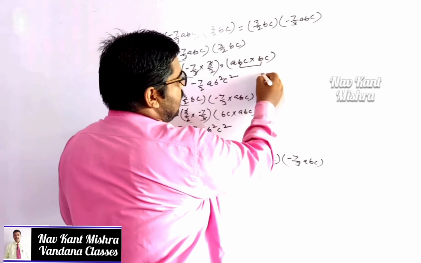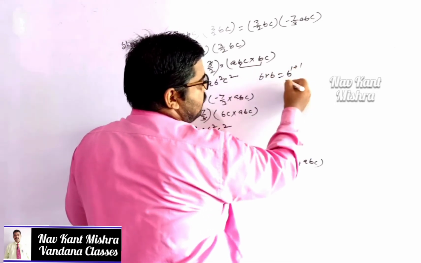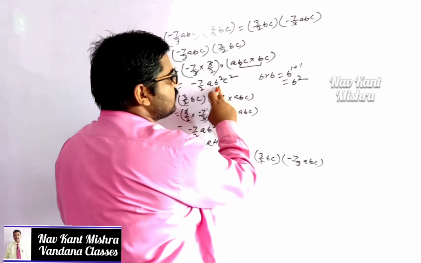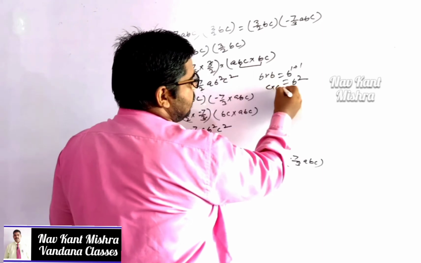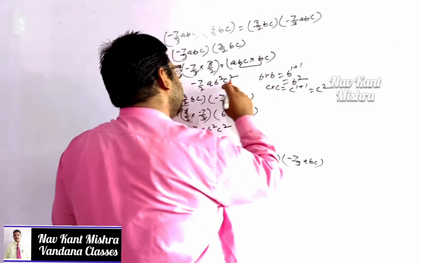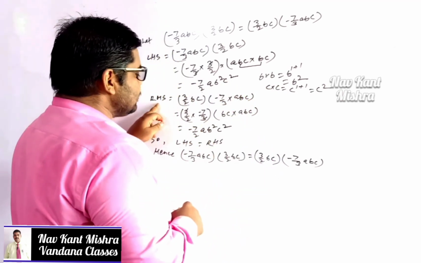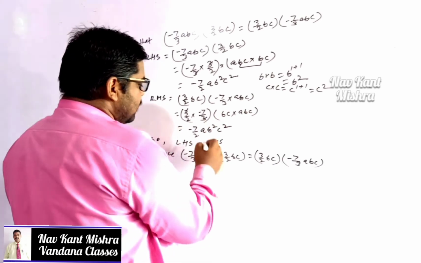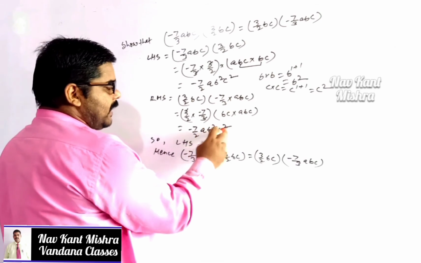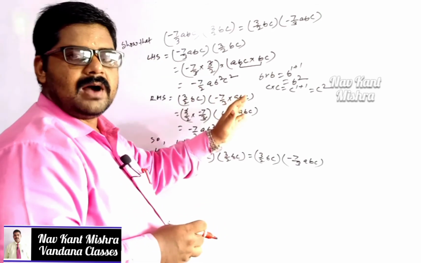When b is multiplied by b, you know very well that its power is added, and its power is 2, so it has been written b squared. Similarly, when c is multiplied by c, then c to the power 1 plus 1 is c squared, so it has been written c squared. Similarly, you have to multiply its RHS parts, and after the multiplication you get the similar result, minus 7 upon 2 ab squared c squared, and this means that LHS is equal to RHS.